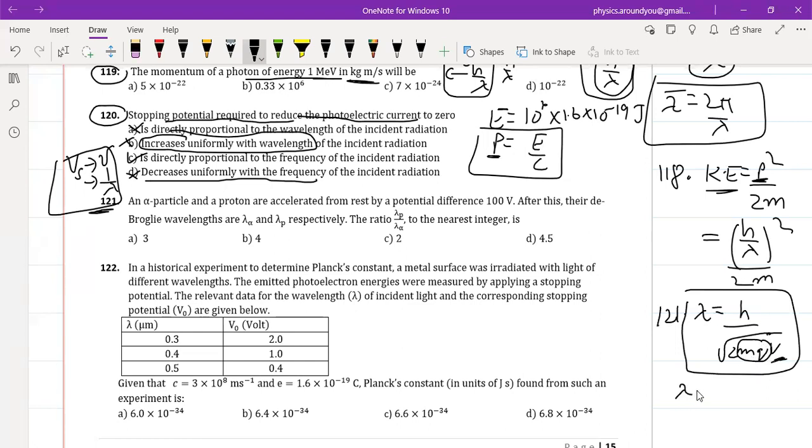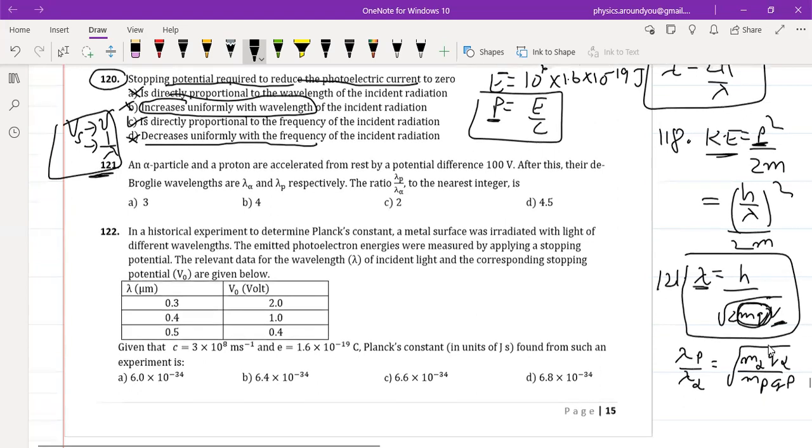So lambda p by lambda alpha is equal to root of mass of alpha into charge of alpha by mass of proton into charge of proton. How did I say this? Because look at the relationship. Lambda is inversely proportional to the square root of qm. Okay, with this, what can we solve?